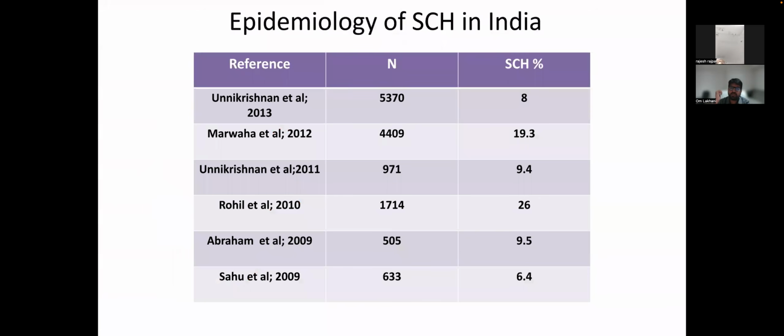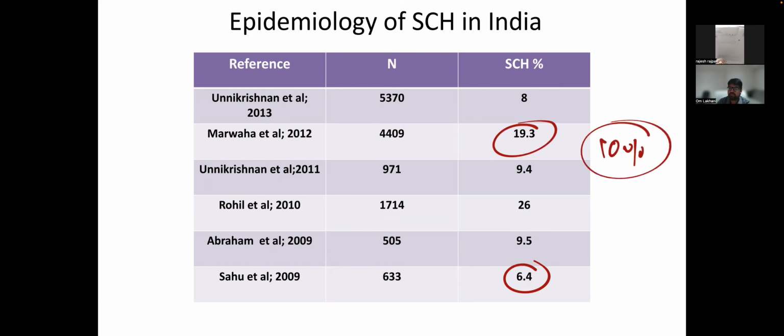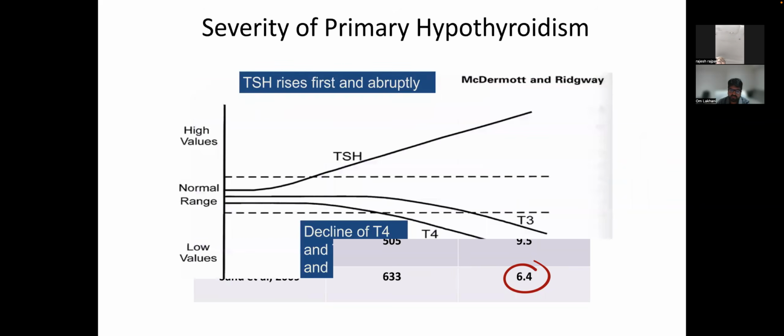How common is subclinical hypothyroidism? Well, if you see various studies in India, it ranges from somewhere between 6% to 20%, right? So on an average, about 10% of the population has subclinical hypothyroidism. So it's a very, very common condition in clinical practice. Again, if you keep doing a lot of thyroid function tests like Thyrocare does, then you would find a lot of patients with subclinical hypothyroidism.